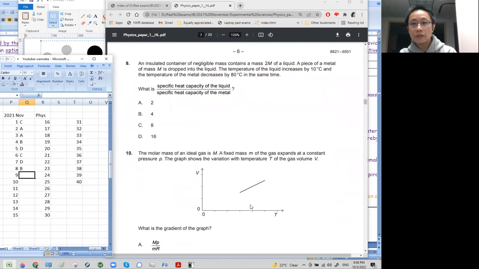Question 9, an insulated container of negligible mass contains a mass of 2m of a liquid, and you put metal in that. Oh, interesting. So this is a ratio problem. I think this is like the first ratio problem within the entire paper. So we look at the heat energy gained by the cold object, and we're going to equate that, because I think the metal is hot, E equals mc delta T liquid.